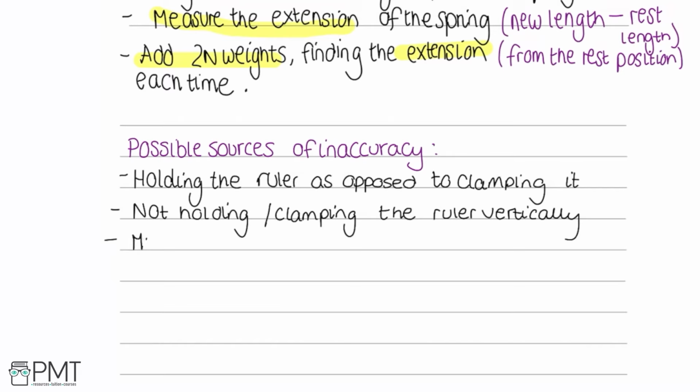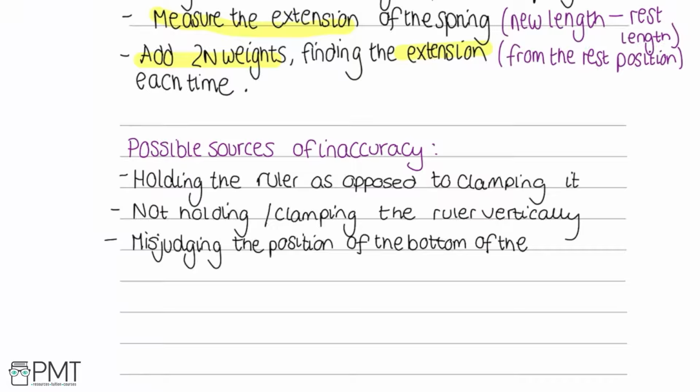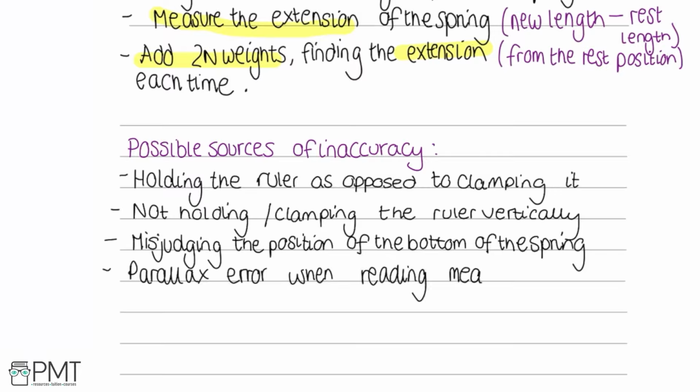Similarly here, the position of the bottom of the spring could easily be misjudged, causing a difference in the extension readings. Or it could be incorrect due to a kind of parallax error, so not reading it from the same level each time. So all of these points would definitely introduce inaccuracies into the experiment, so it's good to mention a couple in the answer to get those 6 marks.